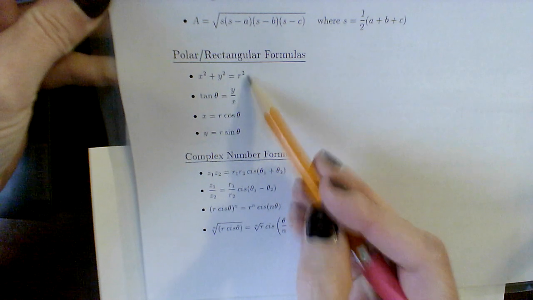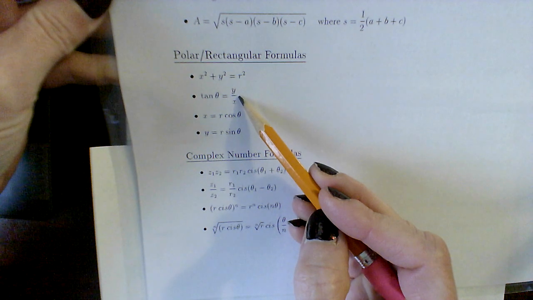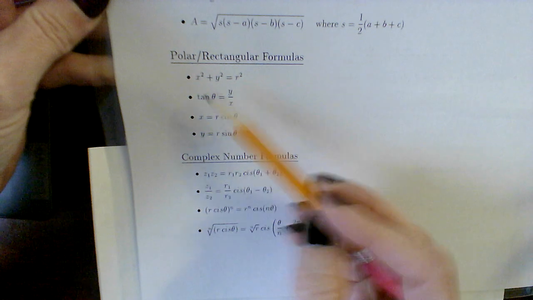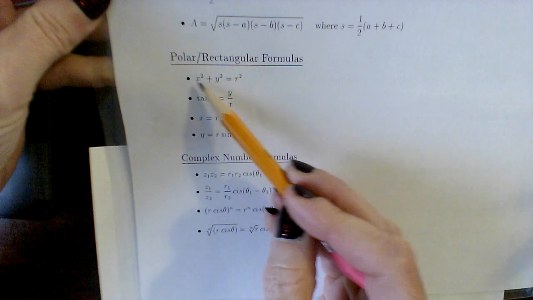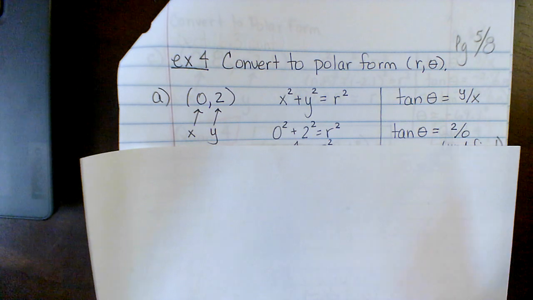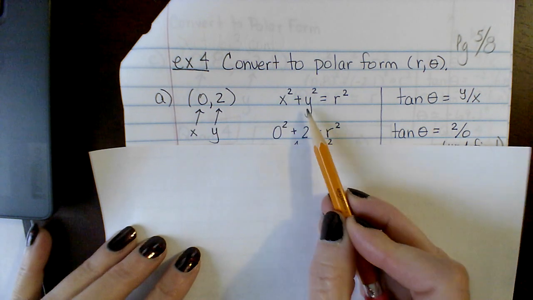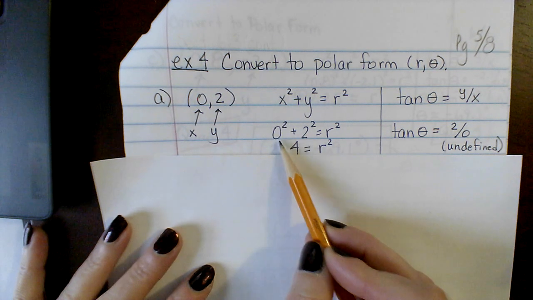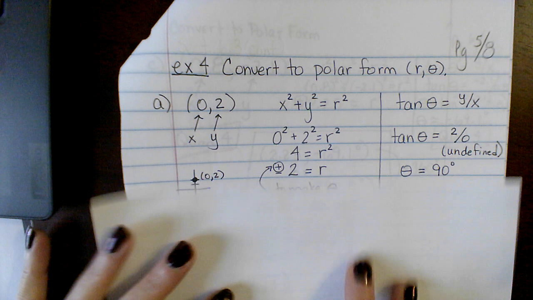So we have these first two, that x squared plus y squared is r squared, and tangent theta is y over x. These are what we're going to use when we're given x and y, and we want to find r, and we want to find theta. So x squared plus y squared is r squared. So we're going to use x, y. We're going to find r.